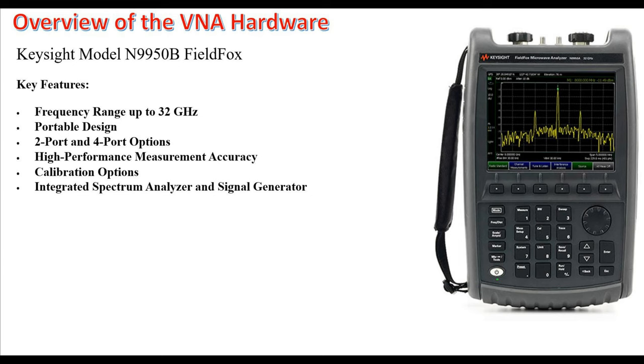This VNA can support both 2-port and 4-port configurations, which gives you the flexibility to measure S-parameters like S11, S21, S12, and S22. For today's demonstration, we'll use the 2-port setup. This model of VNA provides high-precision measurements with excellent dynamic range and low trace noise, ensuring the results we get during calibration and testing are highly accurate, essential for validating designs.